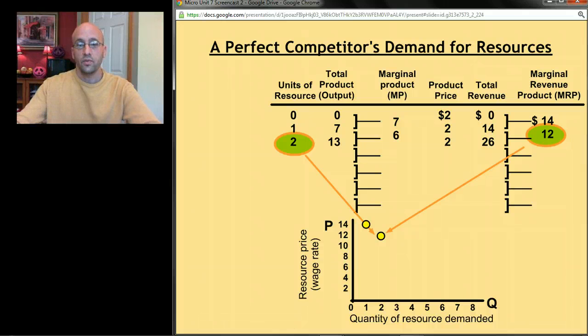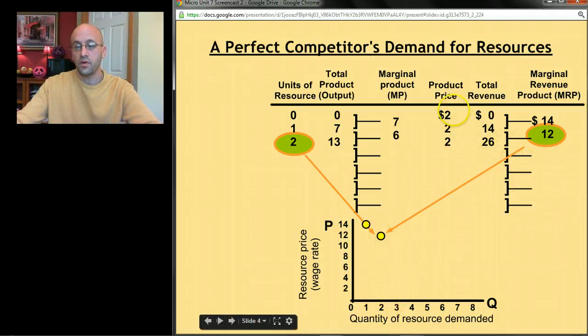Okay, let's say I hire 2 workers instead, and together they make 13 units. The marginal product of that second worker would be 6 units. He or she added 6 to the production. If I multiply those 6 units, again by $2, what that means is that second worker added $12 to my cash register. So again, I'm going to plot that MRP number of 12 at 2 workers.